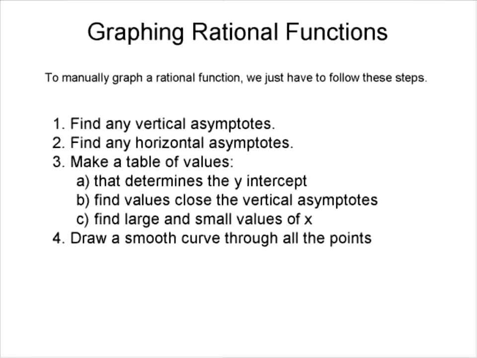We're going to start here by looking at graphing a rational function manually. So I want to be able to do it manually as well. The first thing we need to do is determine any vertical and horizontal asymptotes. So you determine the vertical and then determine the horizontal. And we're going to make a table of values that determines the y-intercept, find the values close to the vertical asymptote, find large values and small values of x, and then draw a smooth curve through the points. Now these are 4 steps with an additional 3 in part 3.